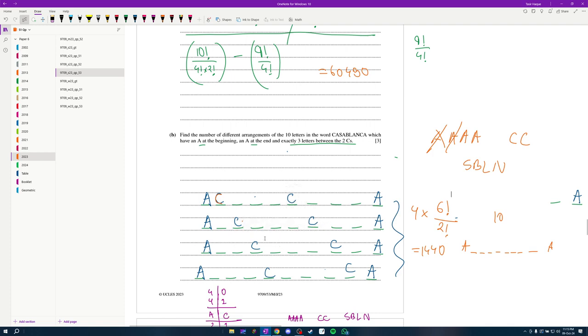I can do this in 4 ways. So I'm going to multiply it by 4. And how many letters do we have in the middle? We have 2 extra A's and S, B, L, N, so that's 6 letters. For that we have 6 factorial. And for the 2 A repetitions, we're going to divide by 2 factorial. So that's that. We're getting 1440, okay?